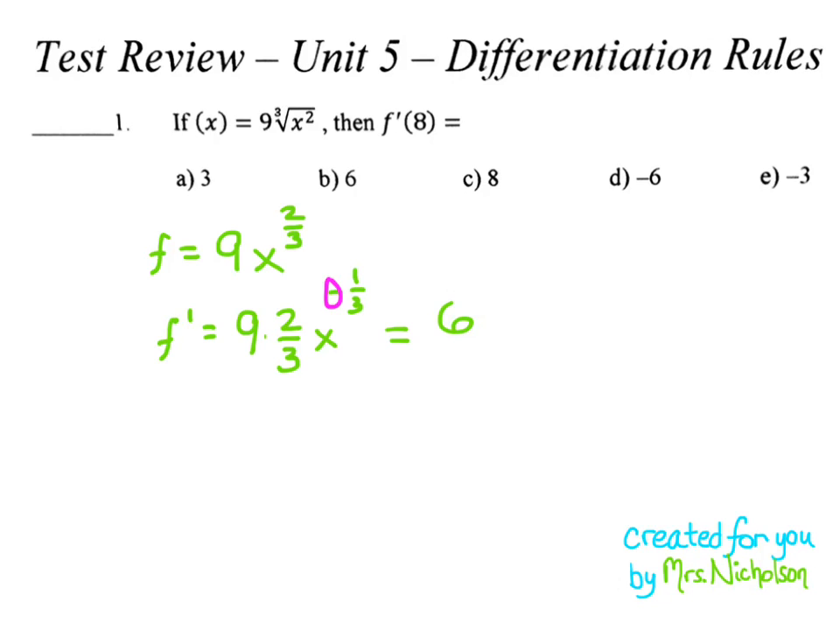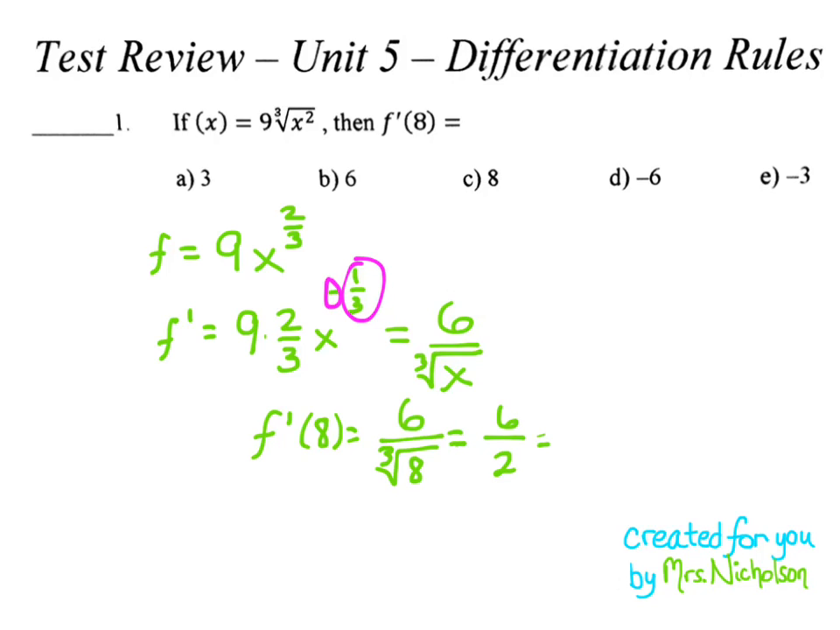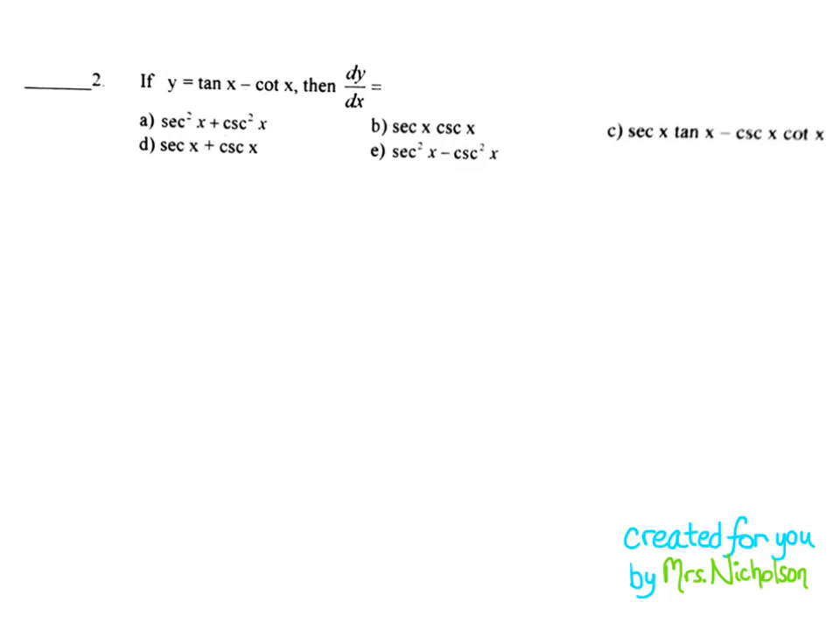The negative part of the exponent means that my x needs to go to the denominator. The 1/3 part of the exponent means that we're going to cube root the x. So I've got 6 over the cube root of x. And now I'm going to substitute in 8. F prime of 8 is going to equal 6 divided by the cube root of 8. And the cube root of 8 is 2. And 6 divided by 2 is 3. Answer A. All right, question number 2.